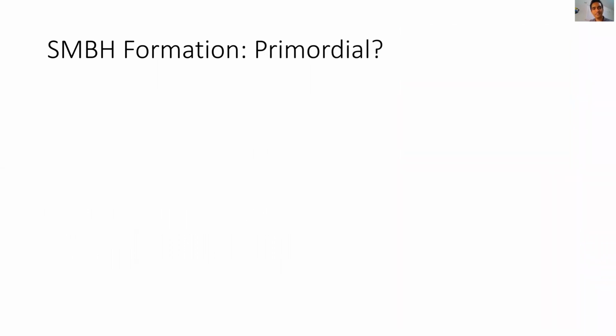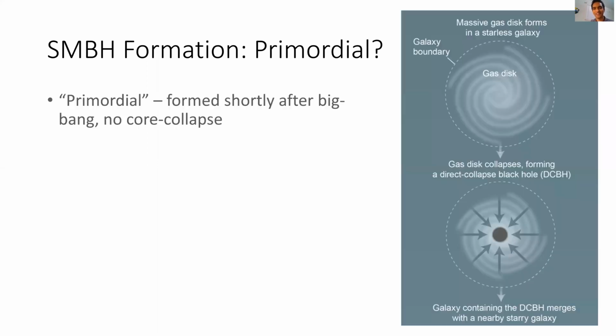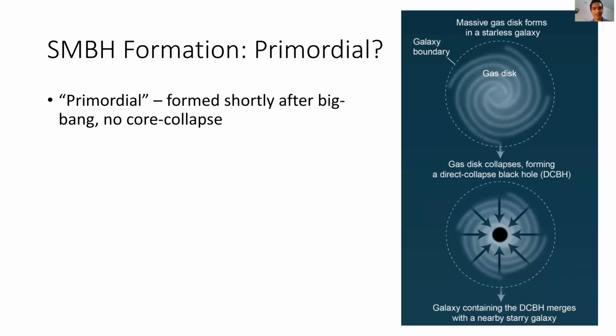Okay, so the last way that people think that these could have formed is a little bit of a cop-out, I guess, but it's kind of just saying, what if they were always there the whole time? So primordial, in the sense that they formed shortly after the Big Bang, and there wasn't really any core collapse involved. It's like a direct collapse black hole, maybe. So directly formed from a gas disk, just collapsing straight into a black hole, skipping the stellar phase. I don't really know too much about the physics behind that process, but I know this is talked about as a very common way for black holes to form.